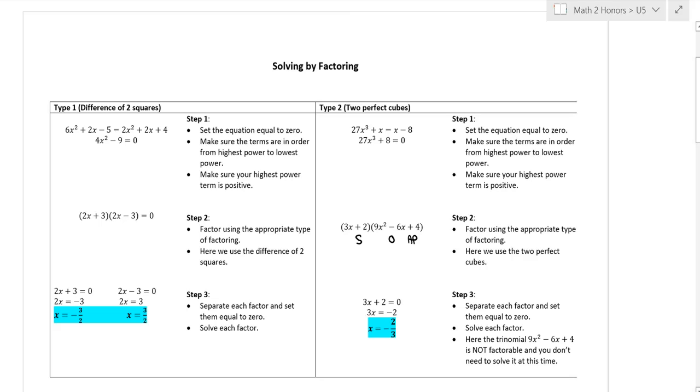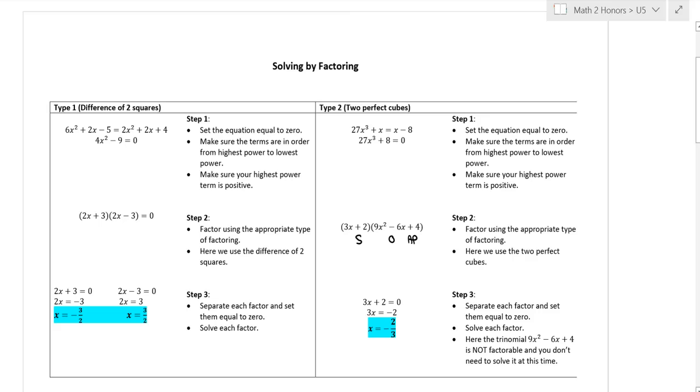Factoring is something that will go with you to all your future math classes, and this is something we can't avoid, and we want to understand and be really good at it. And so every problem in this unit will involve factoring, so there's no way around it, no way to get a problem right without knowing how to solve by factoring.